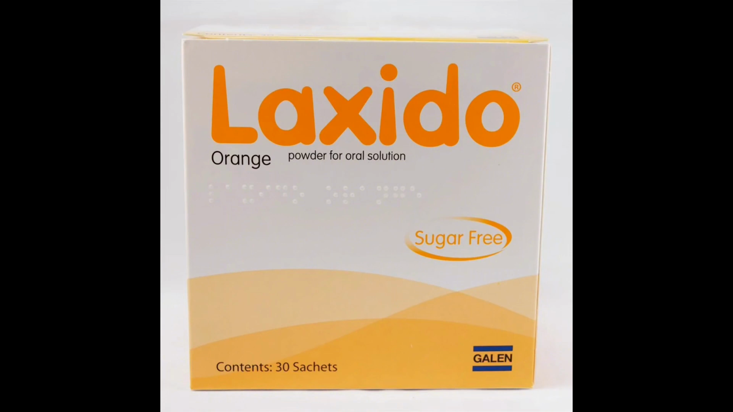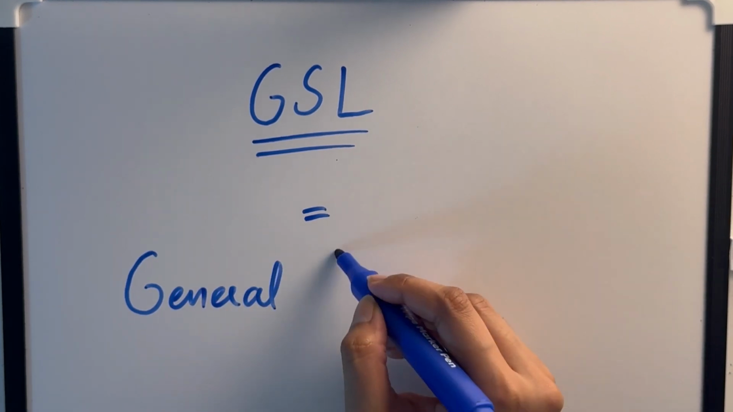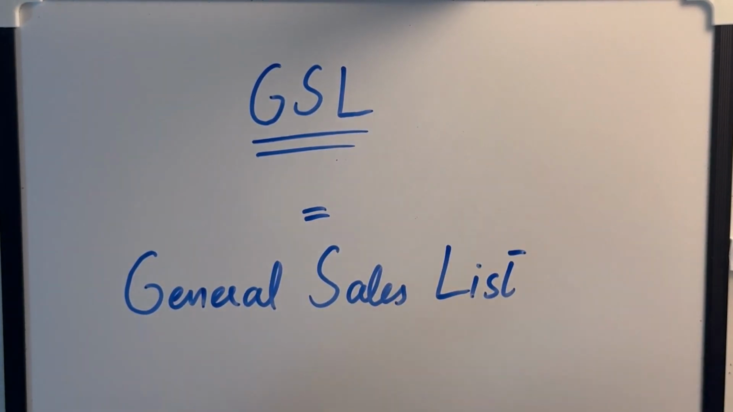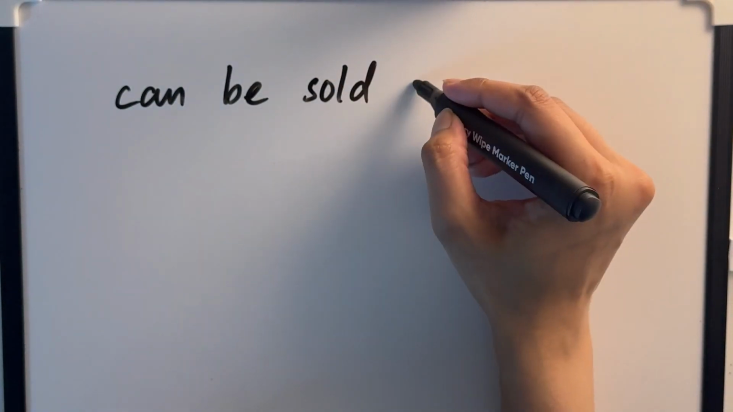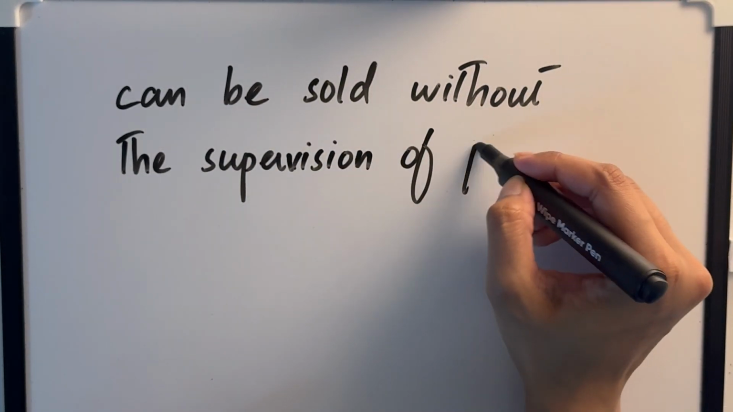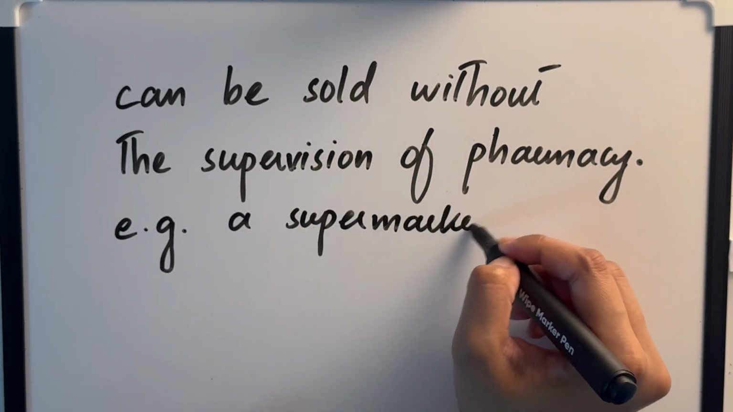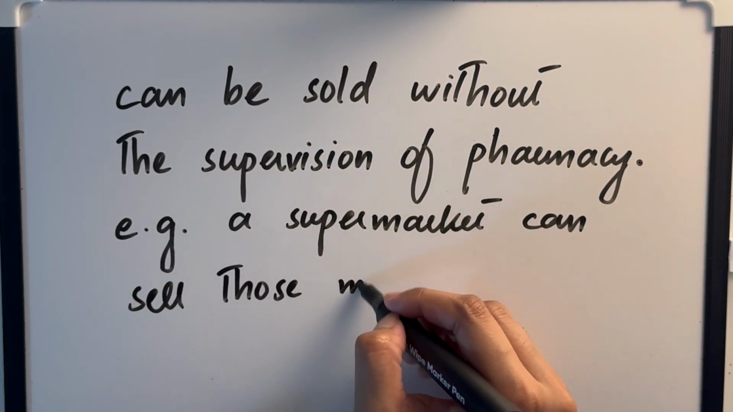The next terminology is GSL, which stands for General Sales List. So, what are general sales list medicines? These are the medicines that can be sold without the supervision of a pharmacy. For example, a supermarket can sell these medications.